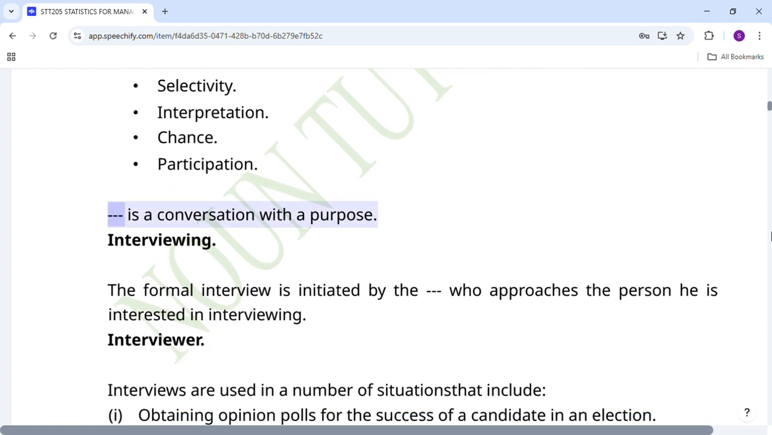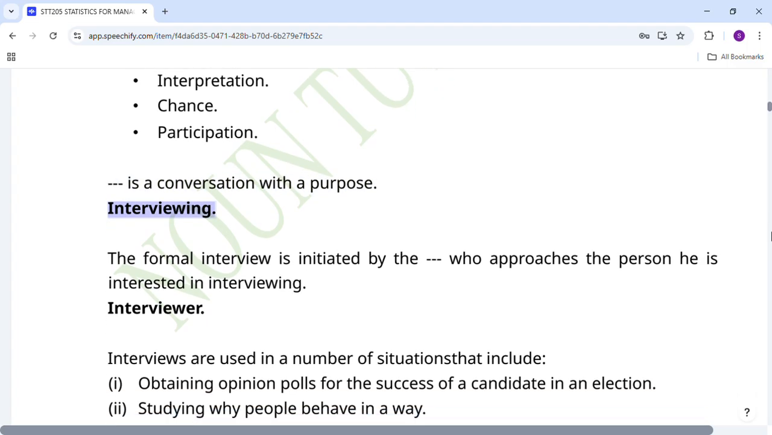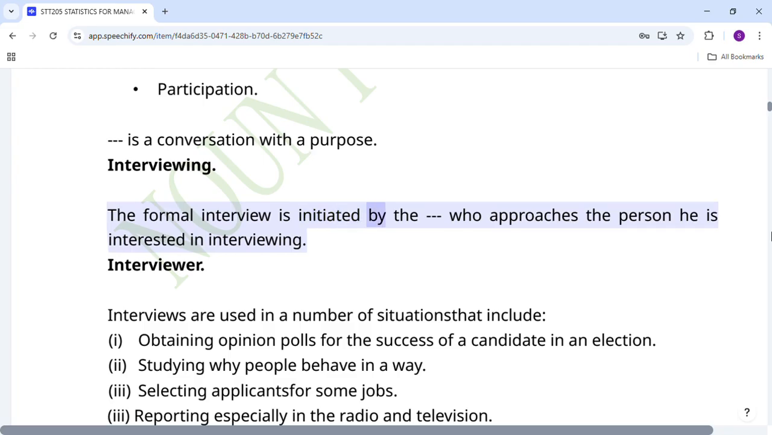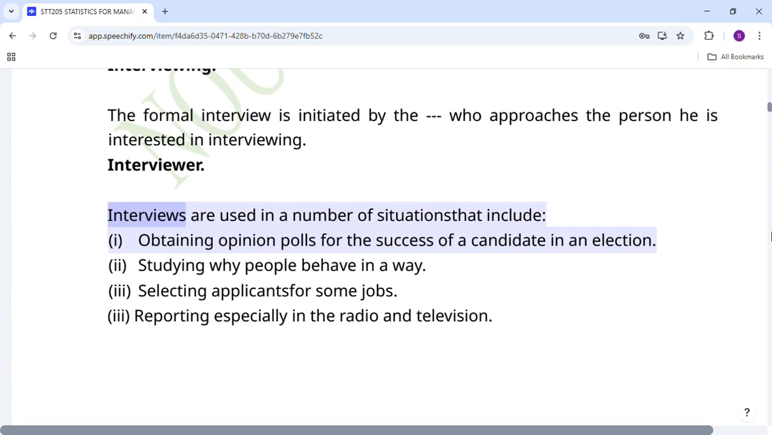Interviewing is a conversation with a purpose. The formal interview is initiated by the interviewer, who approaches the person he is interested in interviewing. Interviews are used in a number of situations that include: 1. Obtaining opinion polls for the success of a candidate in an election.